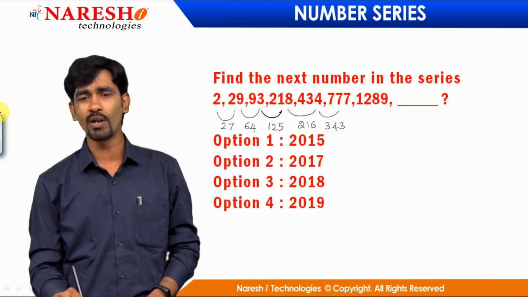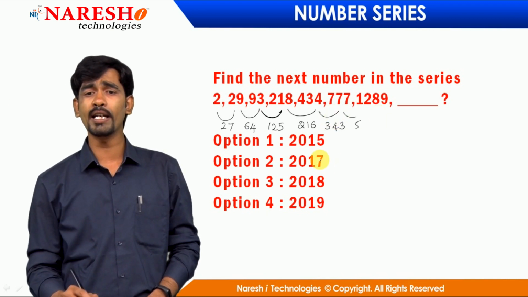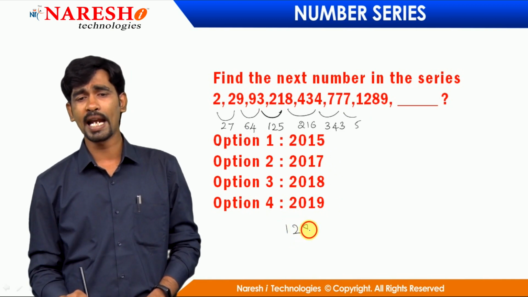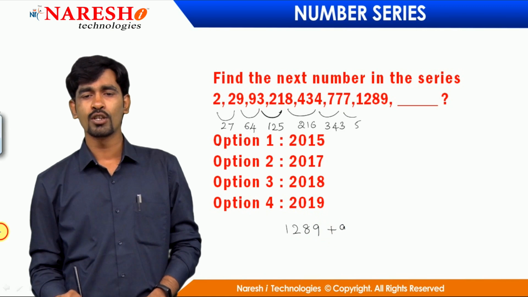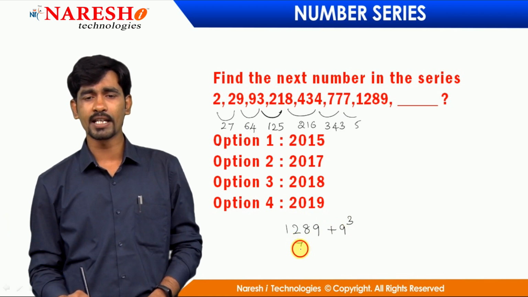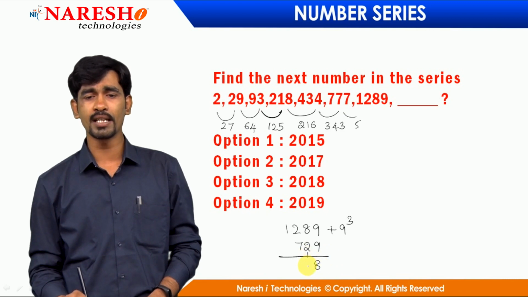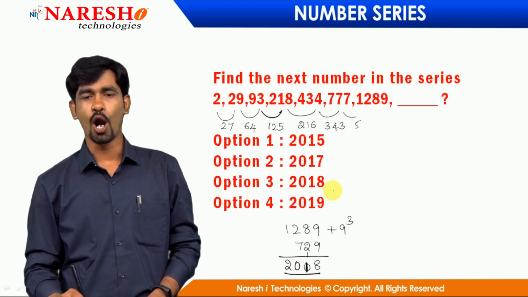So, 512 is the difference, and the next one is definitely going to maintain a difference of 9 cube. That means the answer choice must be 1289 plus 9 cube. So, what is 9 cube? 9 cube is giving a result of 729. So, if you add 729 to it, you can make your answer choice 2018. So, mark your answer choice as option C.